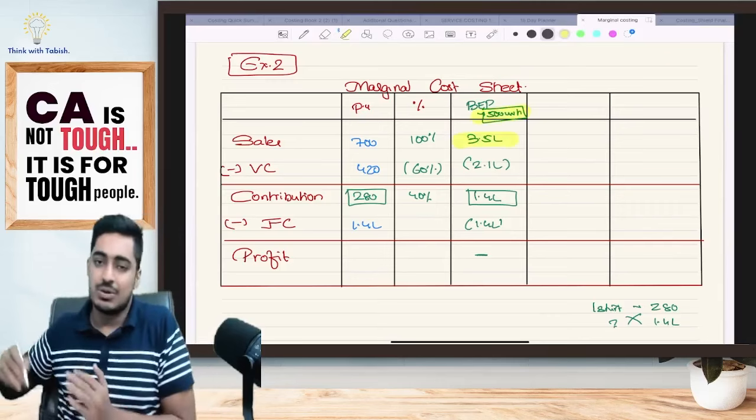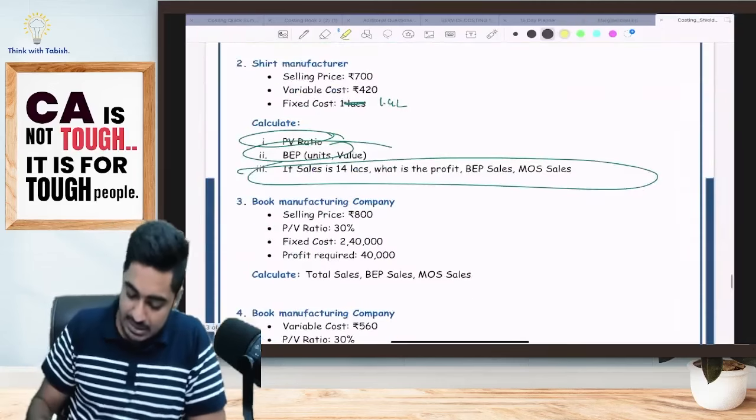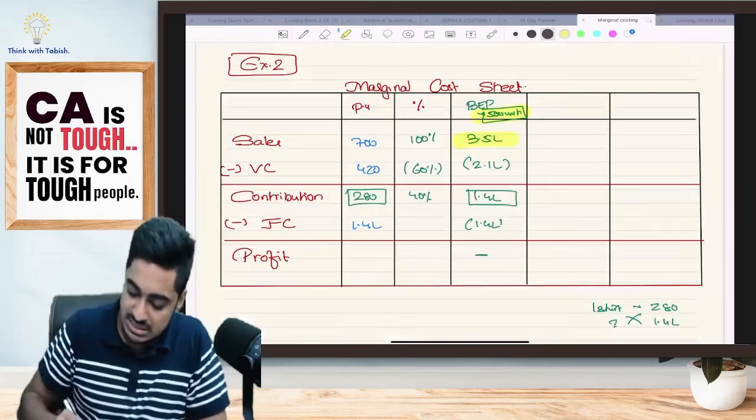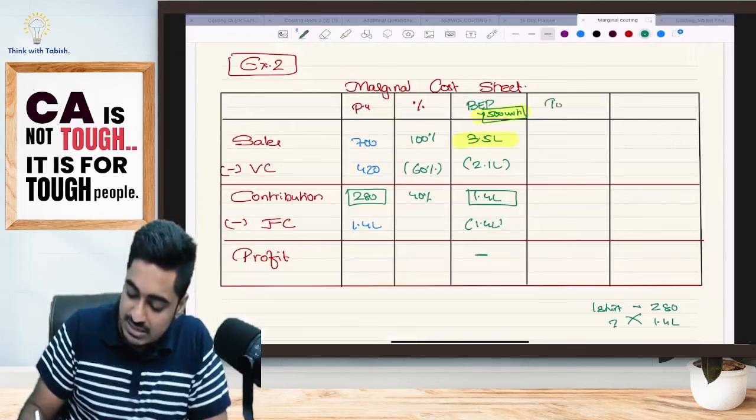Yes, whatever workings are below, you guys do it by yourselves. Next, if sale is 14 lakh, what is the profit, BEP and MOS? Now look at this. I am saying that in total we made a sale of 14 lakh.